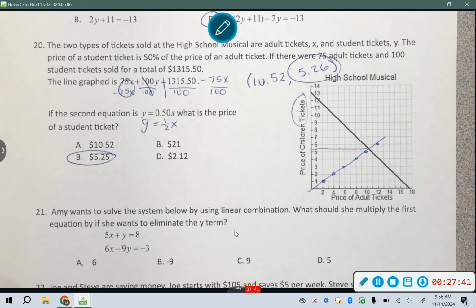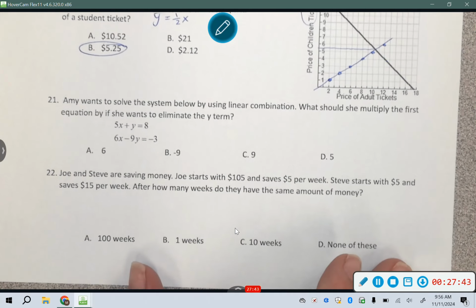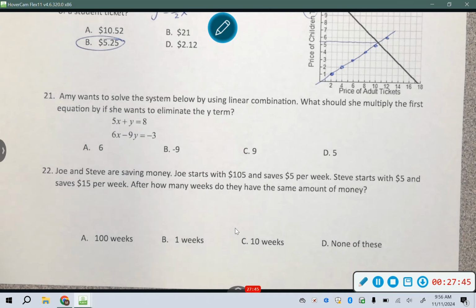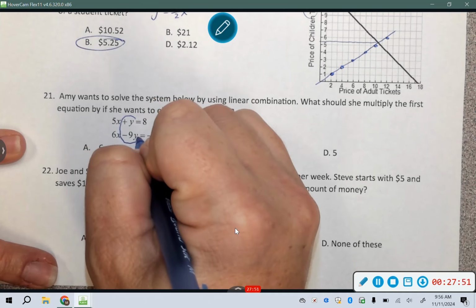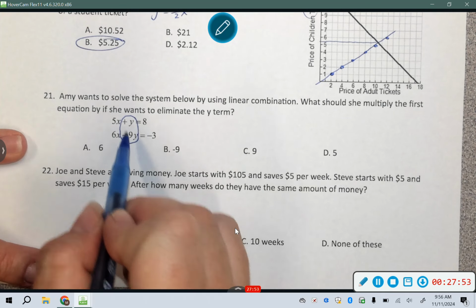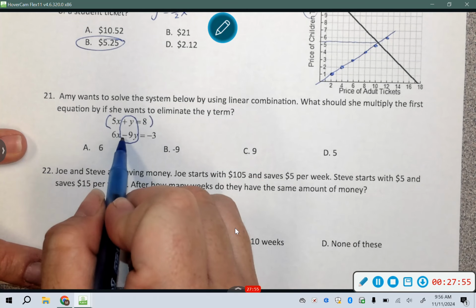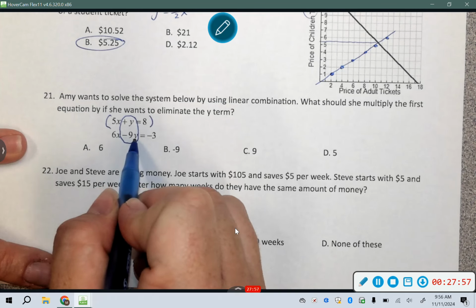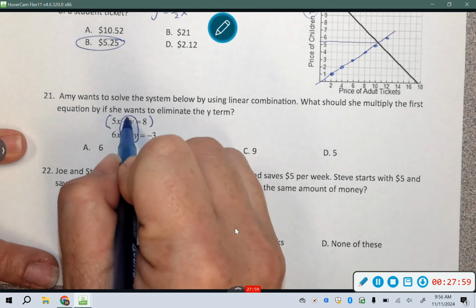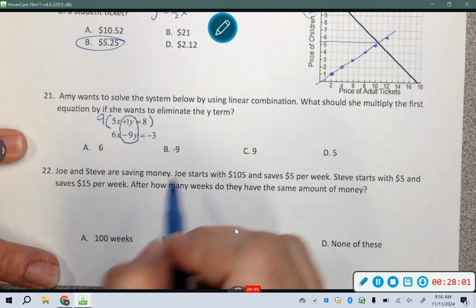Okay, look at number 21. Almost done. Amy wants to solve the system below by using linear combination. What should she multiply the first equation by if she wants to eliminate the y's? So I want to eliminate the y, so I'm only looking here. Well, if I'm multiplying my first equation, what is the opposite of -9y? Would be positive 9y. It's already positive, so I would just multiply by 9.